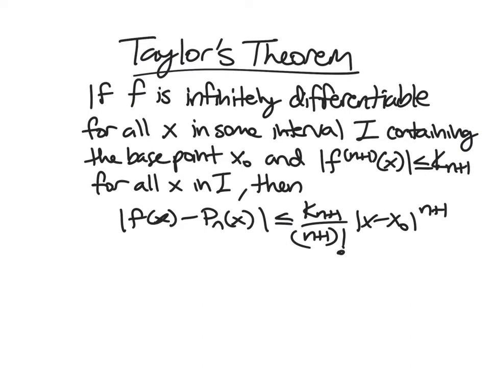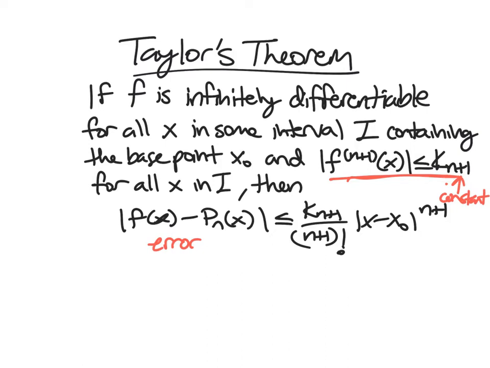The other thing that we require is going to look a lot like our error bounds for Riemann sums. We're bounding the n plus first derivative here, and in this case this K_{n+1} would be a constant, and that's going to be your upper bound. So if we have this upper bound on the derivative for all the points in our interval, then our error term, where f of x is the actual value of your function and P_n of x is your approximation, is bounded above by this formula.